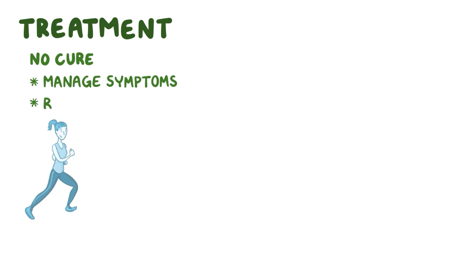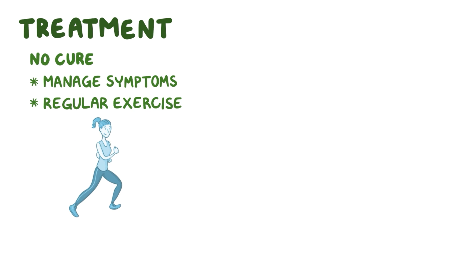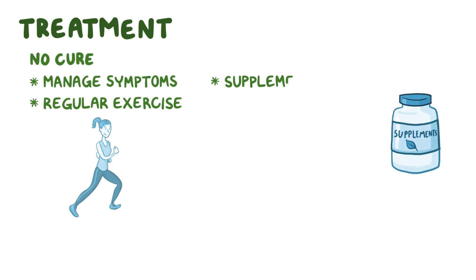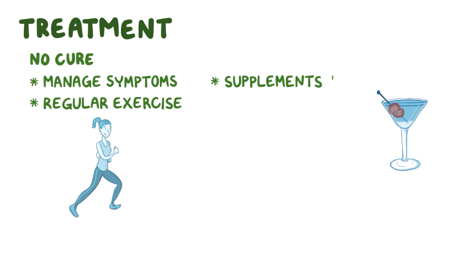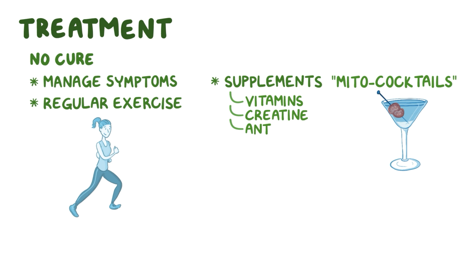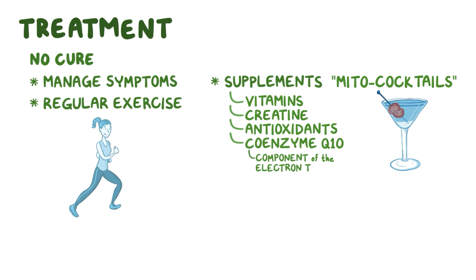While there's no cure for primary mitochondrial myopathy, there are treatment options. Supportive care can be given to help manage symptoms. In addition, individuals may require regular exercise to improve muscle function. Supplements called mitochondrial cocktails or mitococktails containing vitamins, creatine, antioxidants, and coenzyme Q10, which is a component of the electron transport chain, can be given to improve mitochondrial activity.